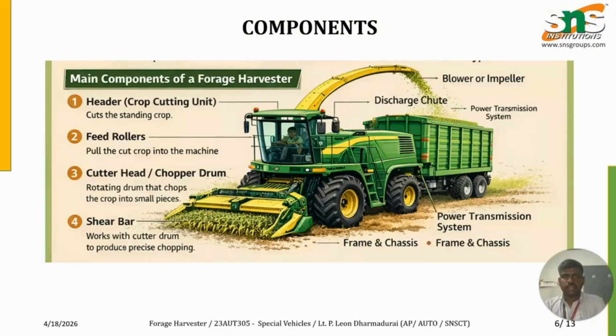The components of this forage harvester include the header, the feed rollers, the cutter head, and the shear bars. Here it splits the crop, separating the corn and the other waste material. The corn is collected separately, and the waste materials are discharged separately, so that with the help of a single vehicle multiple purposes can be served, the manpower is reduced, and the efficiency of the harvesting process increases.